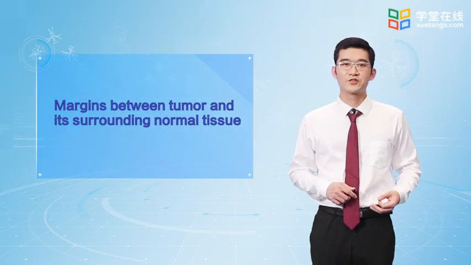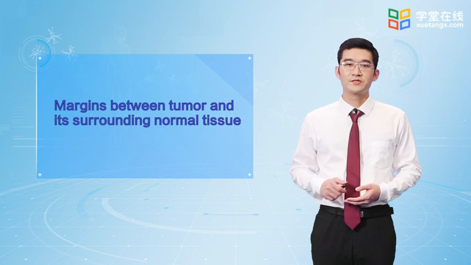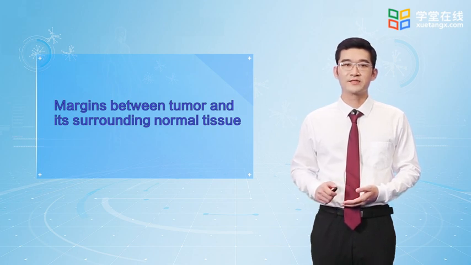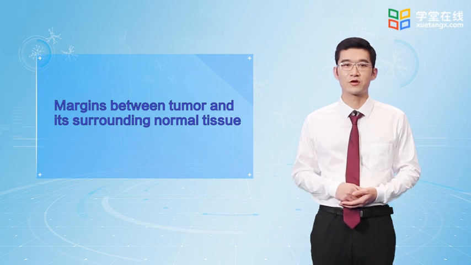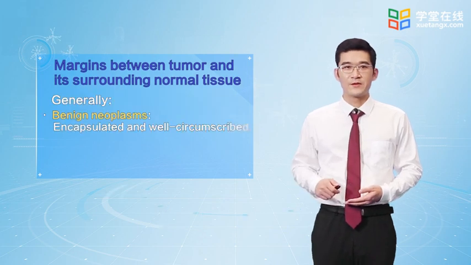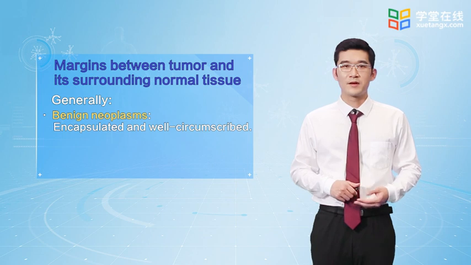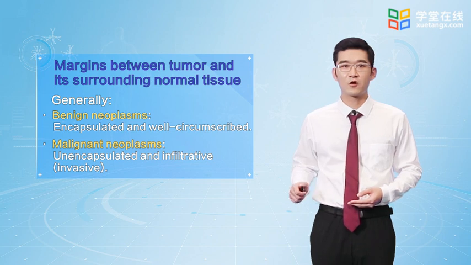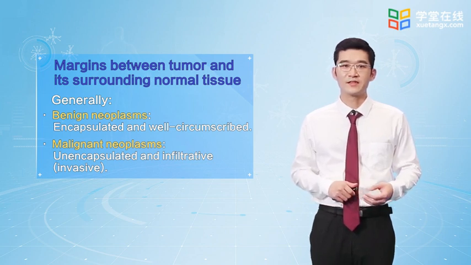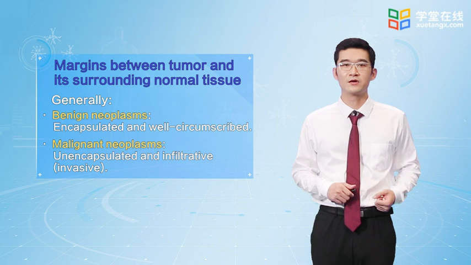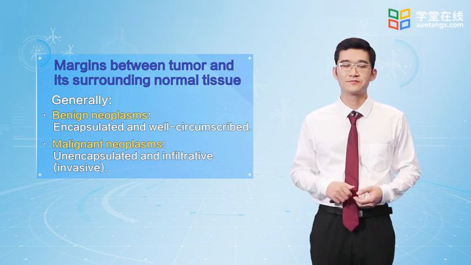In some situations, boundary between tumor mass and its adjacent normal tissue may help to predict its potential biologic behavior. For benign tumors, the masses are usually encapsulated and well circumscribed. Malignant tumors often grow invasively with indistinct margins between tumor and surrounding normal tissue.